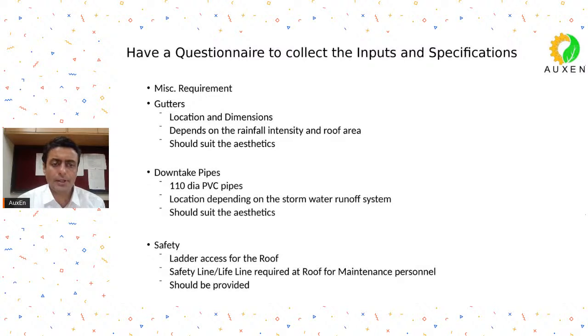Generally, we provide a 110 dia downtake pipe, and the gutter depends on the type of your shed. It also depends on the rainfall intensity.